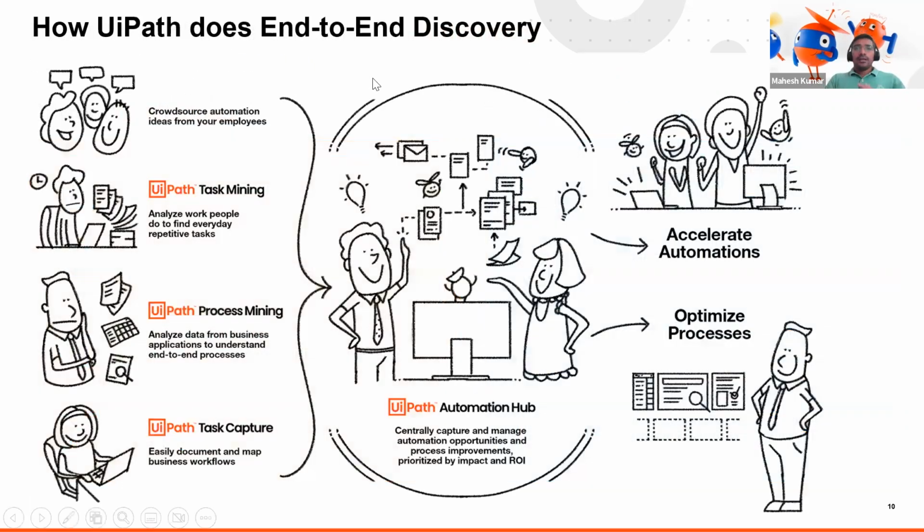Okay. Now, you might already be aware that hyperautomation goes through four major phases: discovery, build, manage, and engage. Process mining falls under the discovery phase. In the same phase, we have three more products: task mining, task capture, and automation hub.